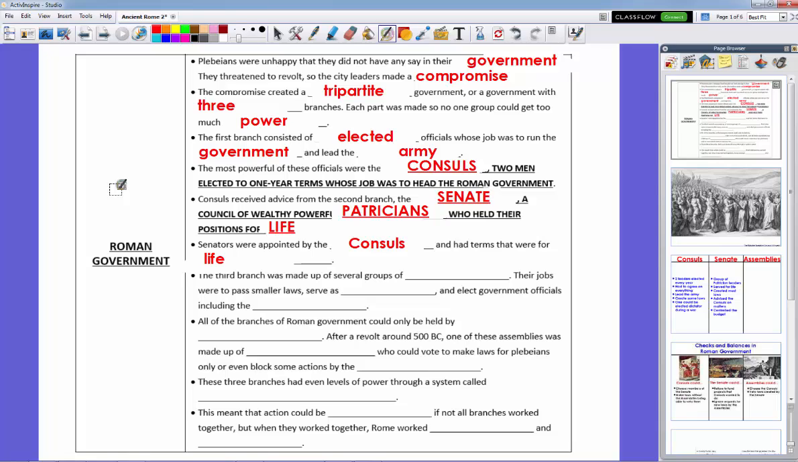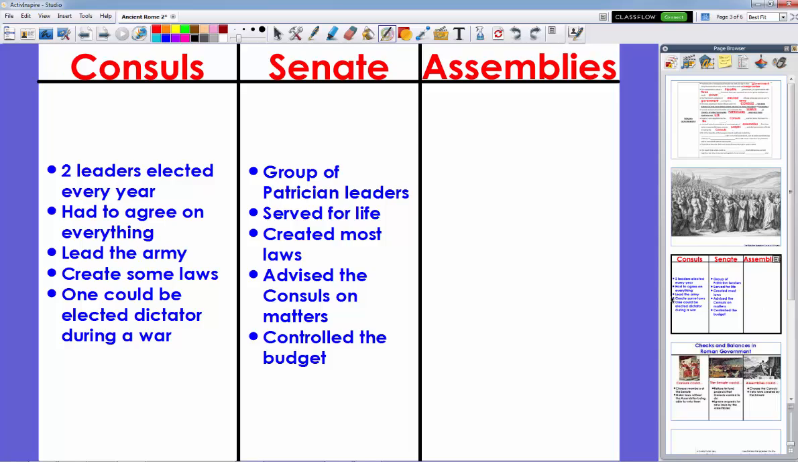Now, the third branch was made up of several groups of assemblies, and the textbook that we generally use for this course makes it a bit more confusing, so I went back to some primary sources and read them, and I want to clarify it for this. The assemblies' jobs were to pass laws. A majority of laws for the plebeians were passed by the assemblies. They also served as judges and elected government officials, including the consuls. So the assemblies' jobs were to do that. And there were up to 3 to 10 assemblies.